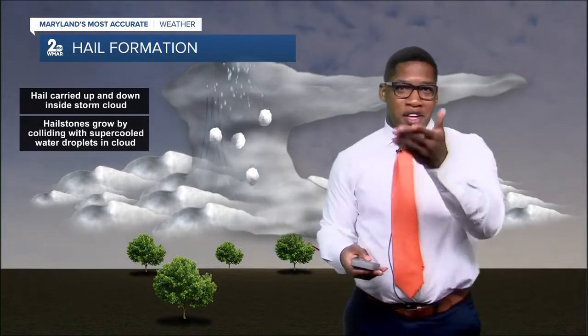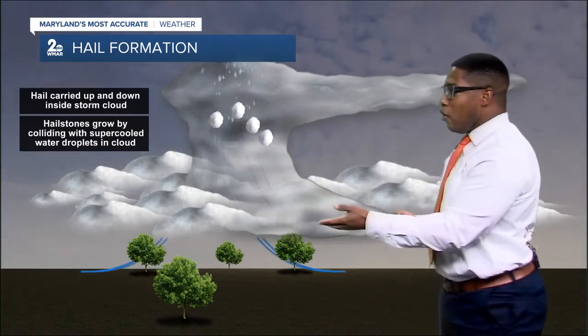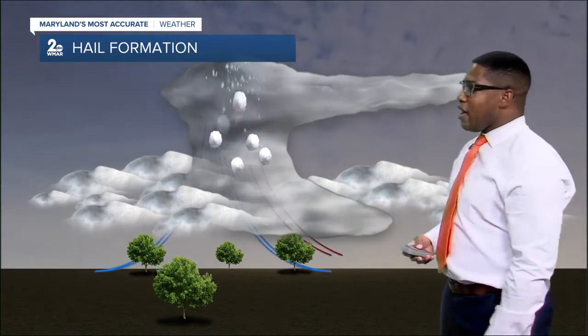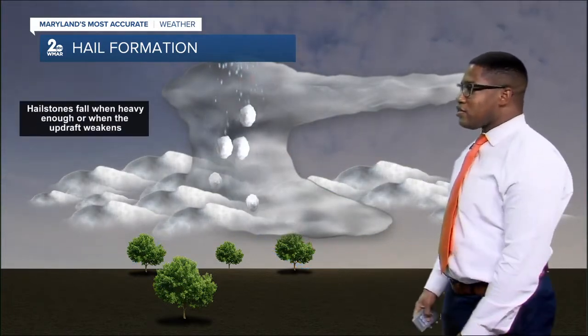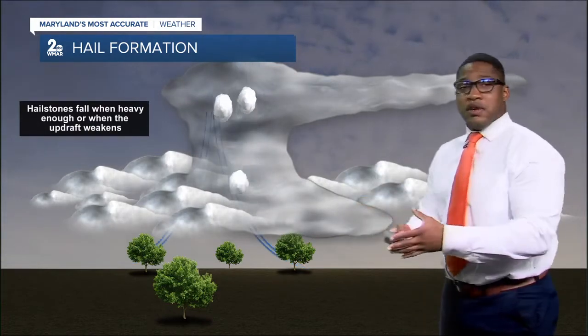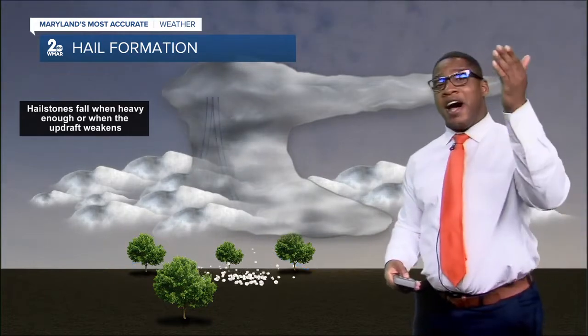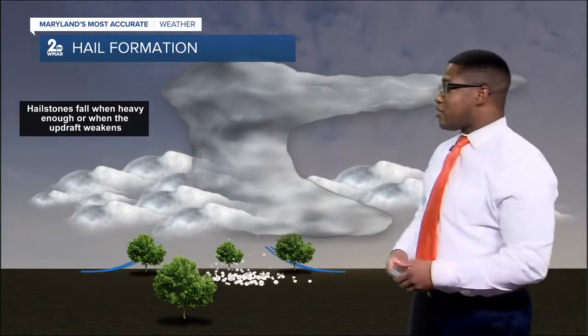And at some point, either this is going to get heavy enough, or essentially the downdraft will overtake, or the updraft will weaken, and we'll eventually start to see this falling to the ground. And that's whenever we're on alert, because anything that is falling from that high up is going really fast. It can cause damage to vehicles.